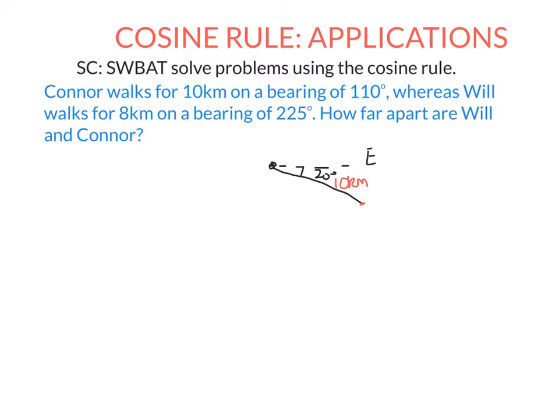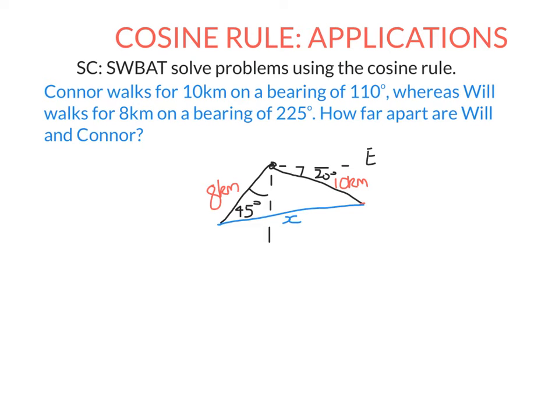So from the same point, we have Will walking for 8 kilometers on a bearing of 225. So we know south is 180. So 225 would be over here. That angle there would be 225 minus 180, which is 45 degrees. So we're told that Will walked for 8 kilometers. What we need to do is join this up into a triangle. So I'm just going to join up. We are finding this blue line here, this distance x.